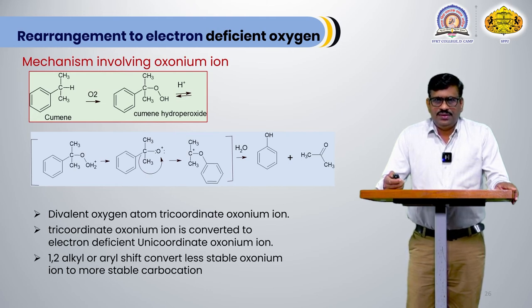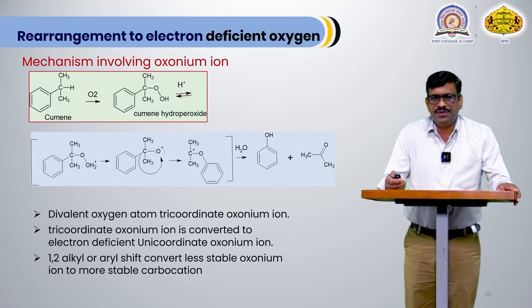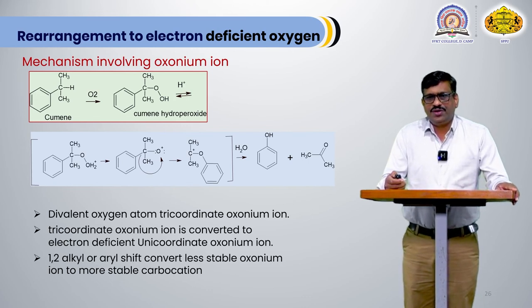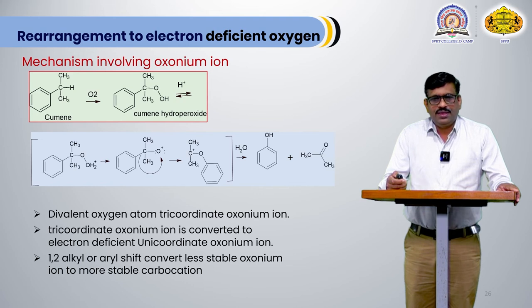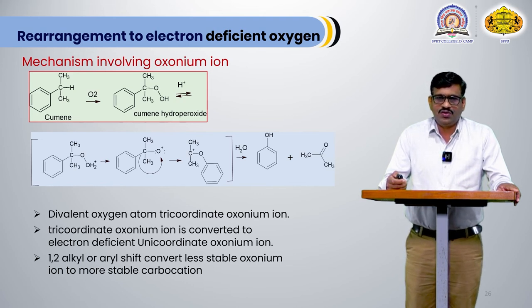In this type of rearrangement reaction, a divalent oxygen atom is converted to a tricoordinate oxonium ion. The tricoordinate oxonium ion is converted to an electron deficient unicoordinate oxonium ion. A 1,2-alkyl or aryl shift converts the less stable oxonium ion to a more stable carbocation.